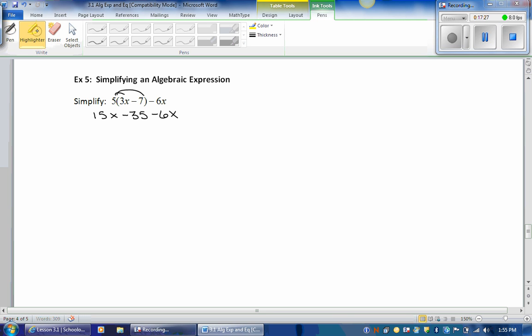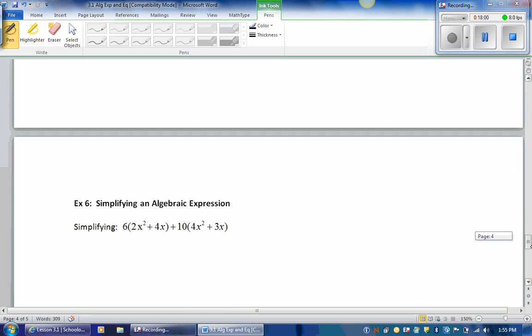From there, we want to go and we want to combine like terms. So like terms have the same variable, right? So if I have 15x, I have a like term of negative 6x. So combining those, all I have to do is add or subtract the coefficients. 15 minus 6, okay, which is 9x. And then since that negative 35 doesn't have a like term, I'm going to leave it. So 9x minus 35.